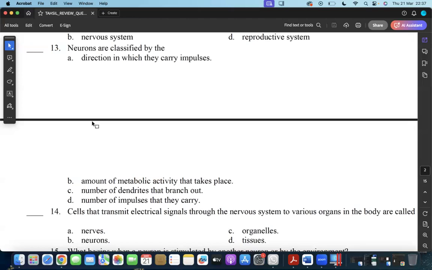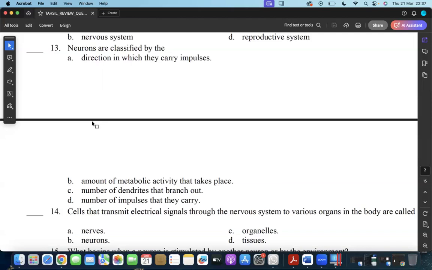The number of impulses they carry is a lot. It's tons of impulses. We cannot even count that, so that could not be a factor. The number of dendrites you have on the nerve cell is not a factor that affects naming it, because dendrites are just very obvious in one single cell. Every nerve cell would have its own dendrites. Amount of metabolic activity also could not be a factor. So the one that seems most correct is the direction in which they carry the impulses.